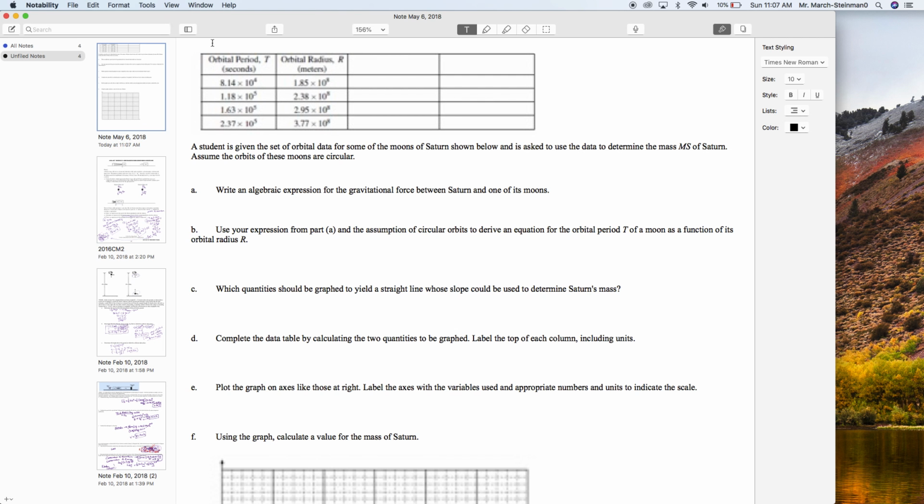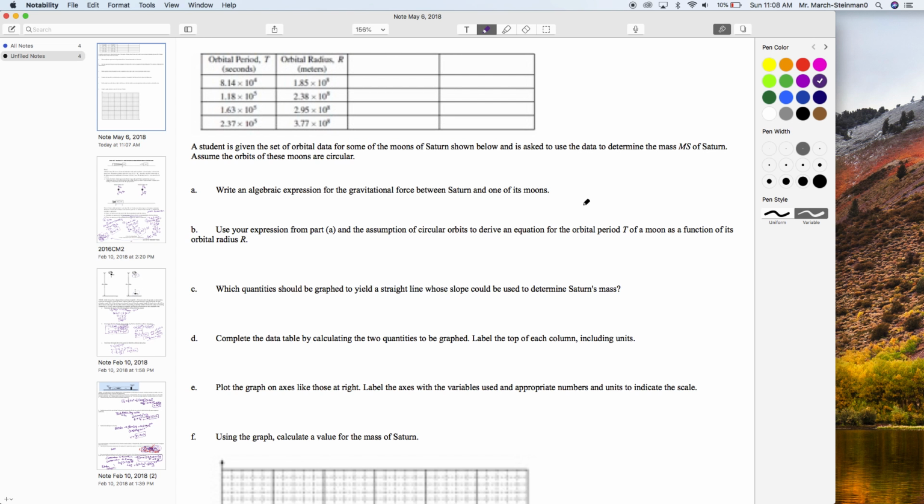Let's get started by talking about gravitation. Here's a problem from one of our recitations that we didn't go over in class, dealing with orbital data. We're given some information about Saturn, and we want to come up with an expression for the force between Saturn and its moons, the gravitational force.